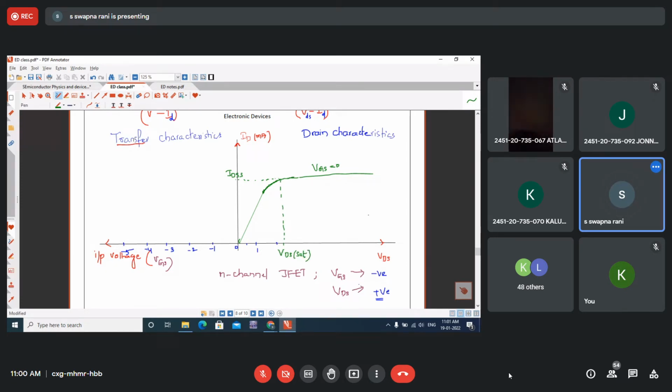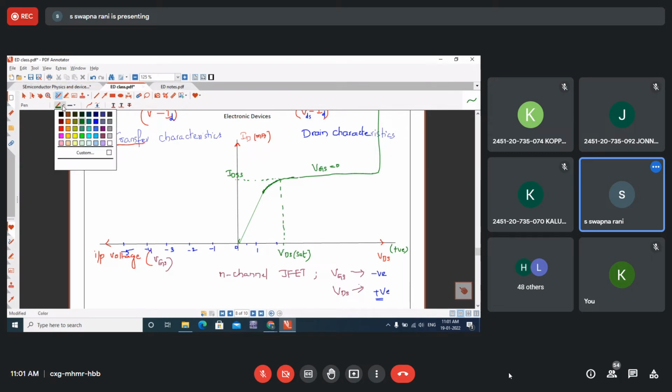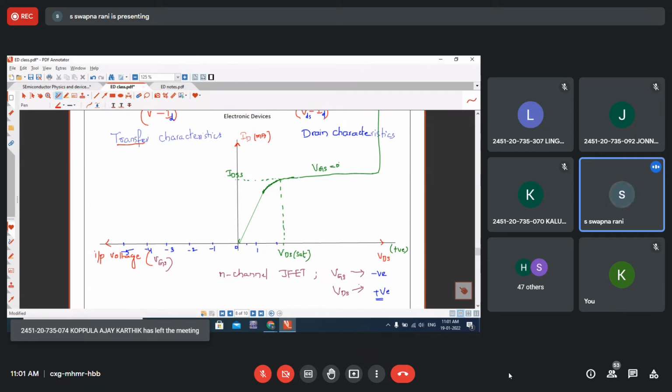And if you further increase VDS, then the PN junctions will break down and suddenly a large current will result. So this is the drain characteristic for VGS equal to 0. Now suppose we have applied VGS equal to -1.